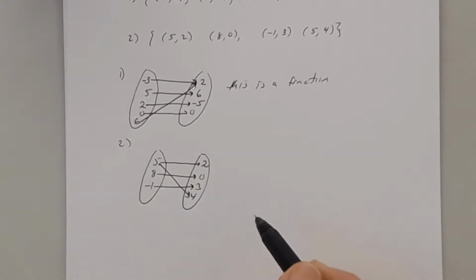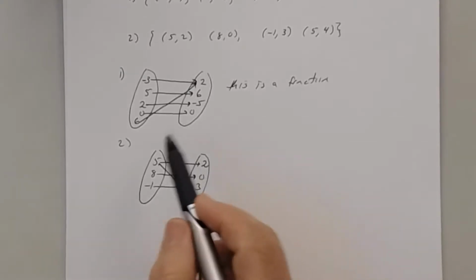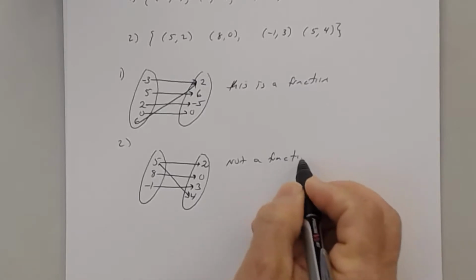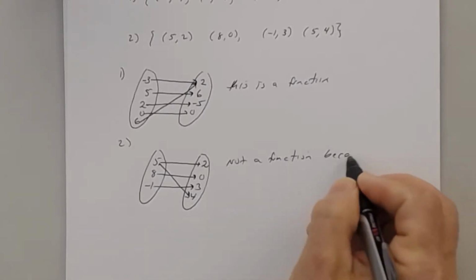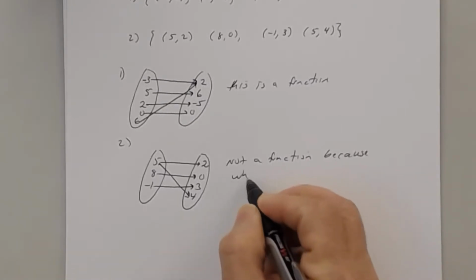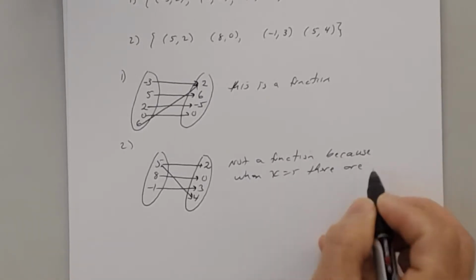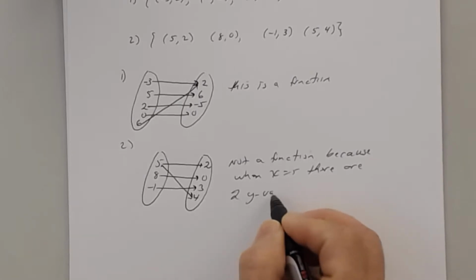Is that a function? No. It's not a function because when x equals 5, there are 2 y values. There can only be 1.